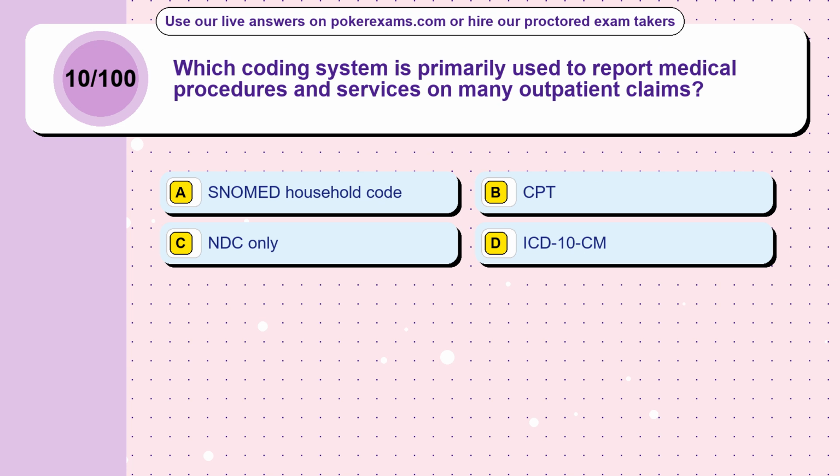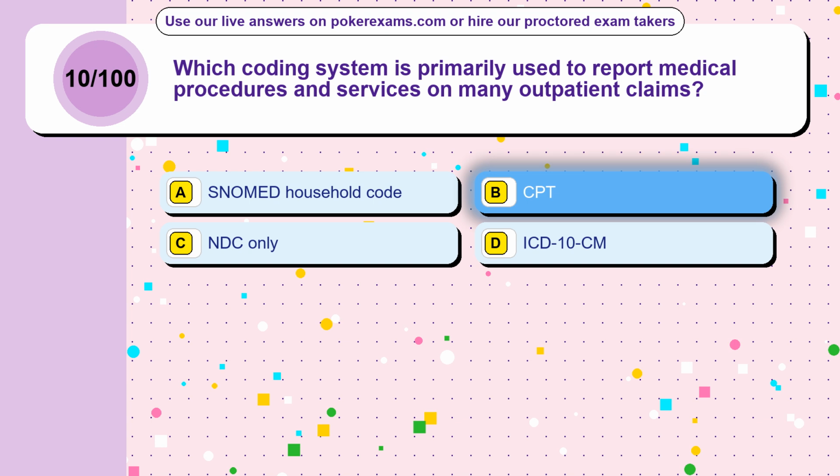Question 10. Which coding system is primarily used to report medical procedures and services on many outpatient claims? Option A. SNOMED Household Code. Option B. CPT. Option C. NDC only. Option D. YCD-10-CM. The correct answer is option B.